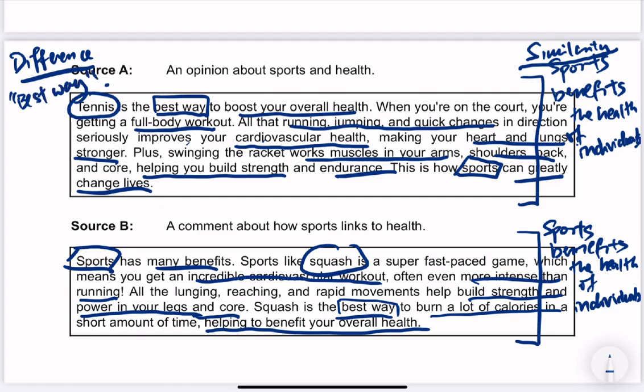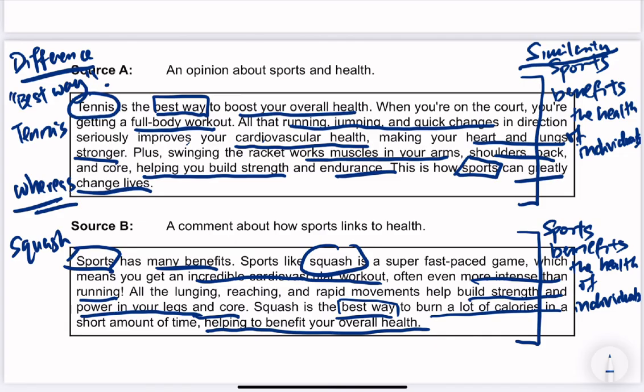This is what I mean by the common topic that we are looking at. The common topic is, of course, both sources agree that sports benefit the health of individuals. But which is the best way to achieve these health benefits? Okay, one says that it is tennis, whereas the other says it is squash. So that is the difference here, where one says that tennis is the best way, but the other says that squash is the best way.